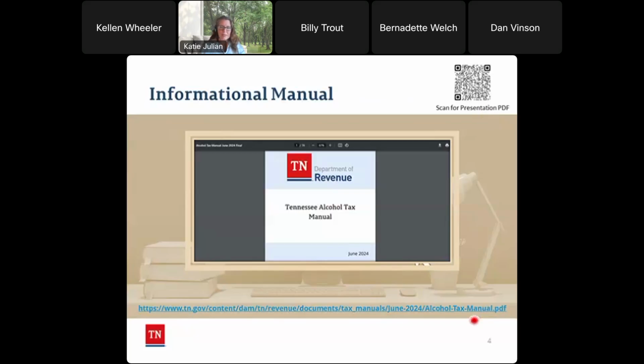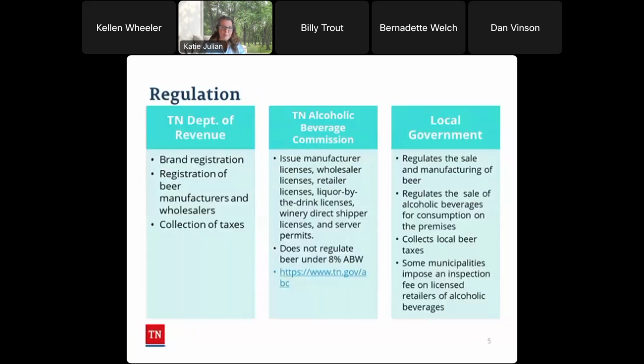But all of our tax manuals are fantastic. We are updating them daily. Great resource for information there. If you haven't discovered this manual in particular and you work anywhere in the alcohol tax world, highly recommend that you follow this resource and check it out.